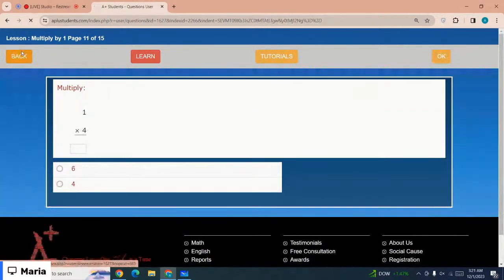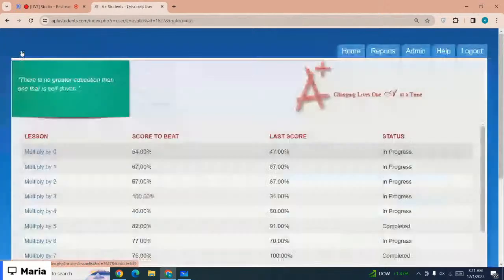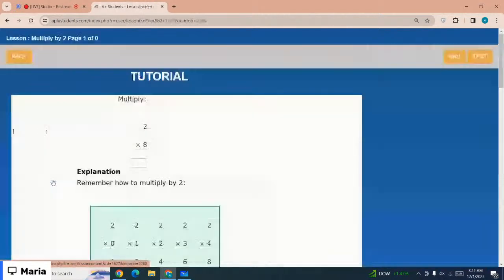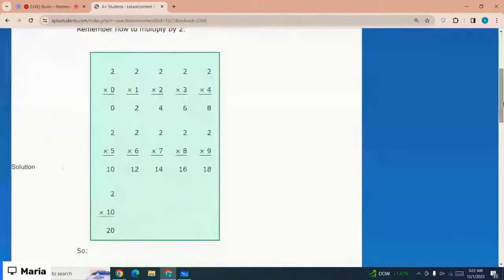The next lesson is multiply by 2. Now we're going to learn how to multiply by 2, right? Okay, so multiplying by 2, here is the table you can keep in your mind. Also, if you know the multiplication tables, then that would be very easy for you, right? If you still didn't learn the multiplication tables, it's time to learn them now, right?